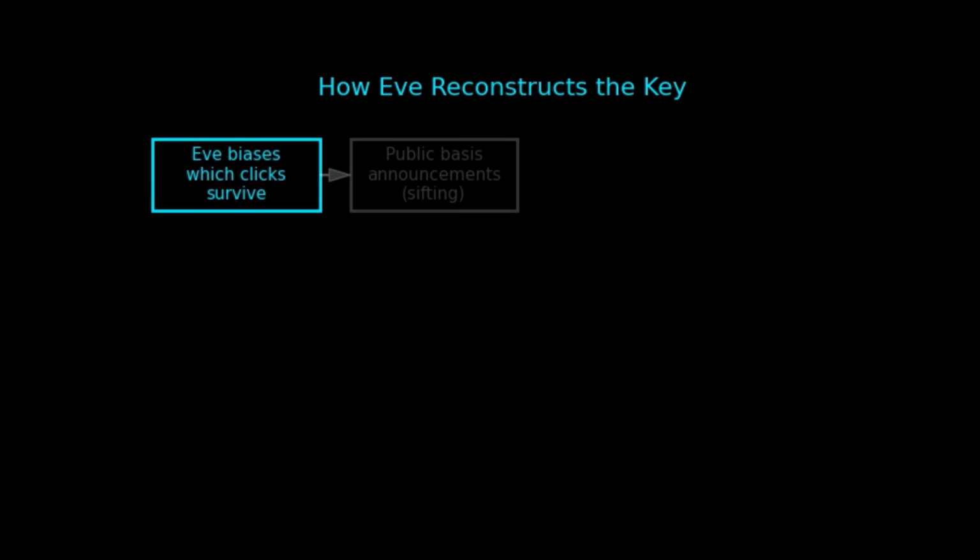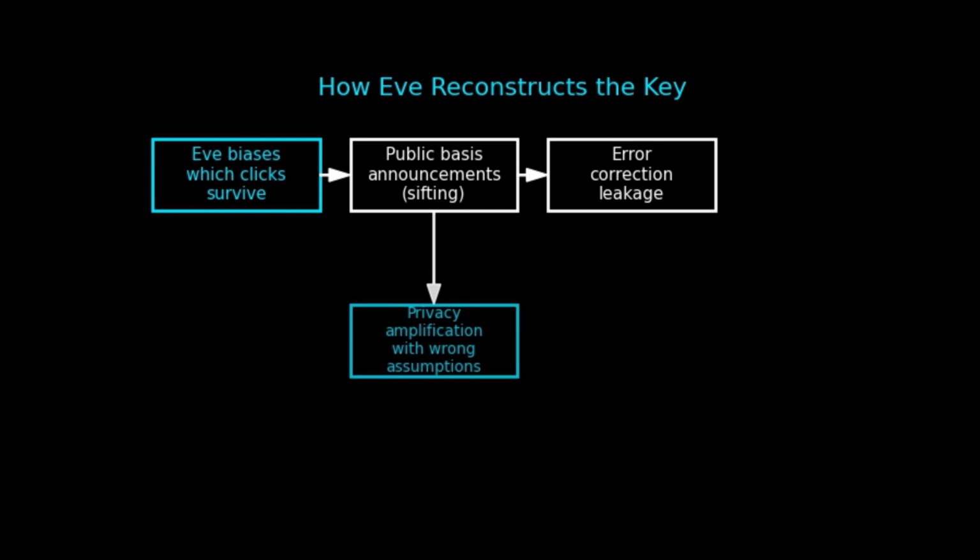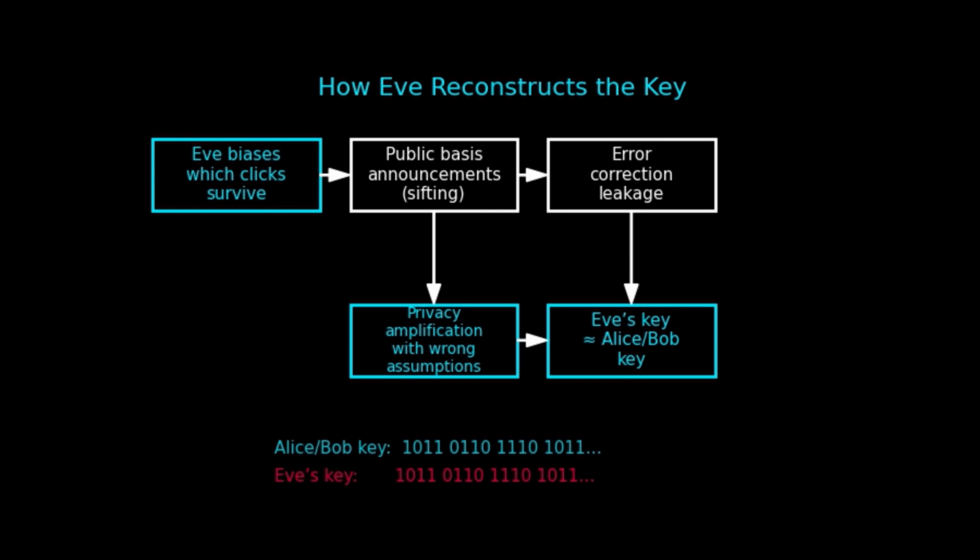Up to this point, we learned the main concept. We saw how Eve biases which detection events survive by shifting the timing of different pulses. Now that she controls the detection sample, the next steps in the protocol begin working in her favor. For the remainder of the video, we'll look at how the public basis announcements, error correction messages, and finally, privacy amplification all leak additional structure. Enough for Eve to reconstruct the key.